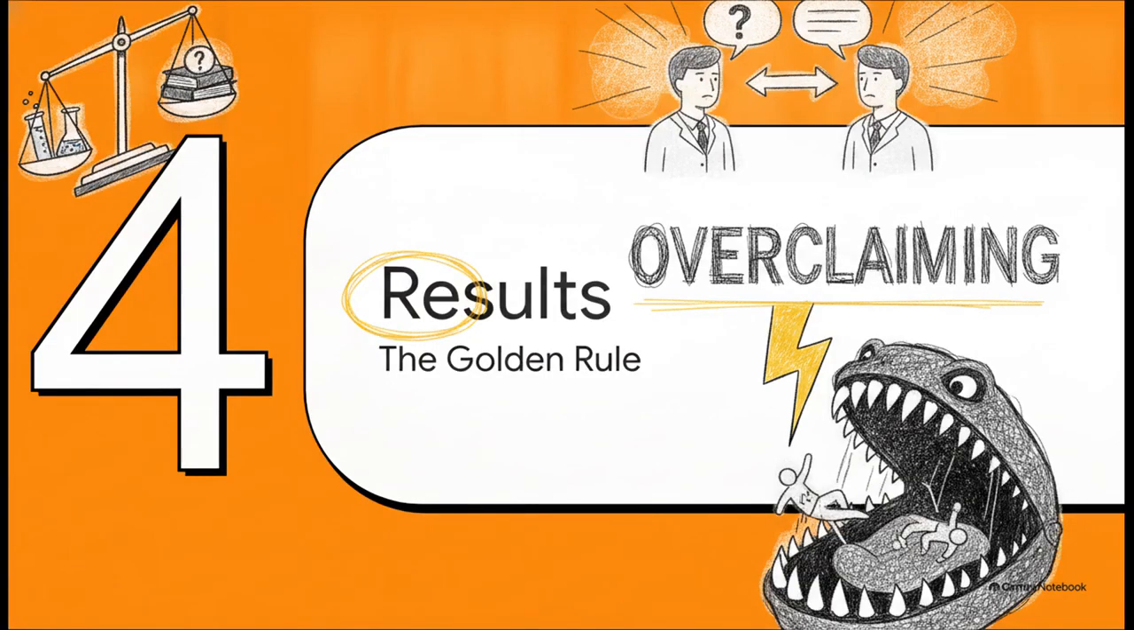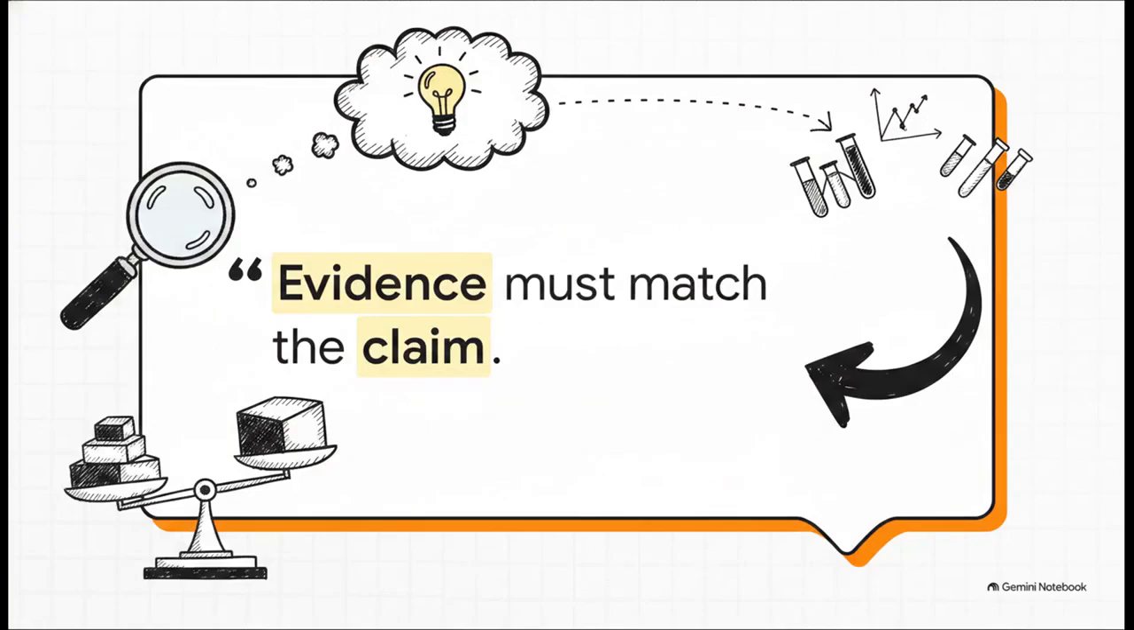Section 4, results, the golden rule. This is usually where the tension builds, because it's the exact moment so many authors fall into the super dangerous trap of overclaiming. Let's just take a second and let this sink in. Evidence must match the claim.